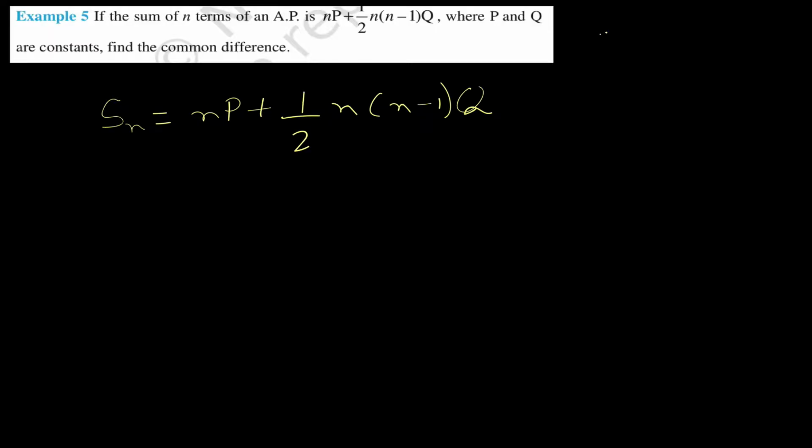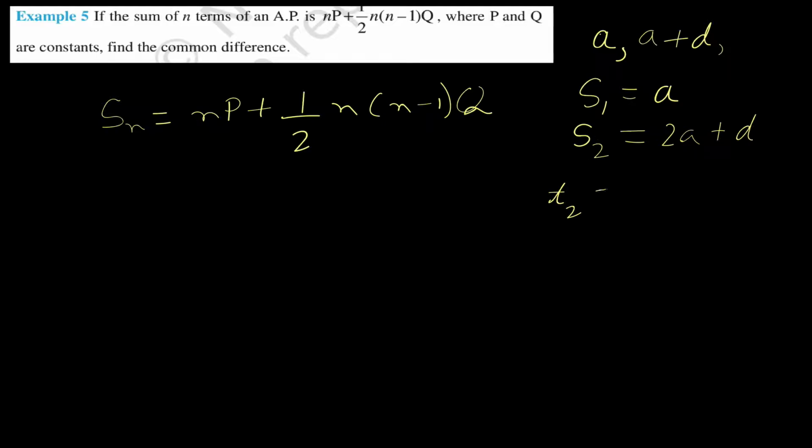So let's say we have the AP in this form: a, and the second term is a plus d. Now if we plug in 1 in place of n, then what will we get? We'll get the sum of 1 term, which will be equal to the first term. If we now replace n by 2, we'll get the sum of 2 terms, that is 2a plus d. Now in order to find the second term, we can subtract s2 minus s1, which will be equal to a plus d. So we would get the value of the second term, we know the first term, and the common difference will simply be t2 minus t1. So this is the approach that we are going to follow.